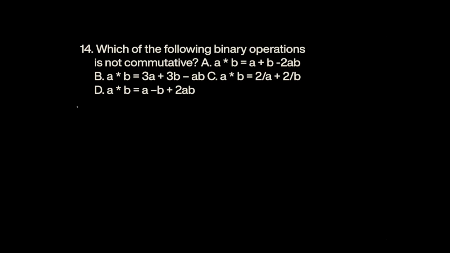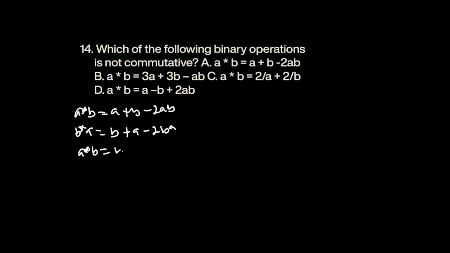So what we'll do again is that we start with option A. Option A is A operation B equal A plus B minus 2AB. They say which one is not commutative? It means everything there is commutative except one. So let's see the one that is not commutative. Here B operation A is equal to B plus A minus 2BA. So that means A operation B is equal to B operation A. Are you getting it now? So it can be this one that is not commutative.